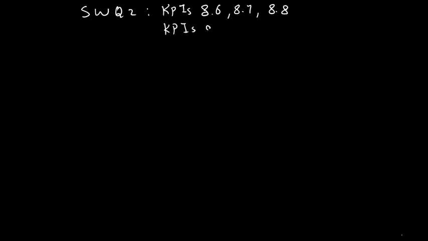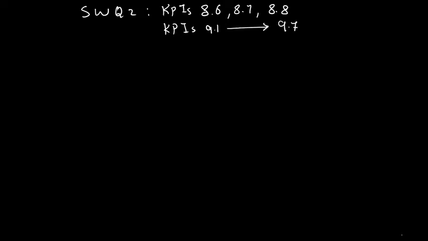Hi everyone, I will revise with you now all the required KPIs for your system-wide quiz. Remember that system-wide quiz 2 has the following KPIs. You have KPIs 8.6, 8.7 and 8.8. And in section 9 you have KPIs from 9.1 to 9.7.